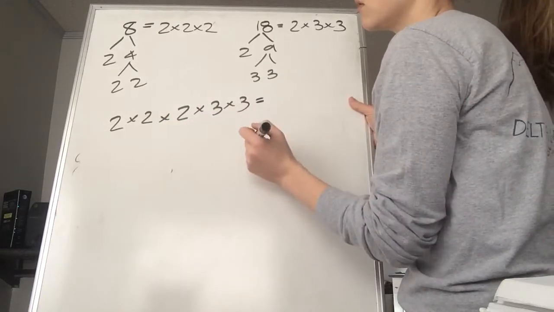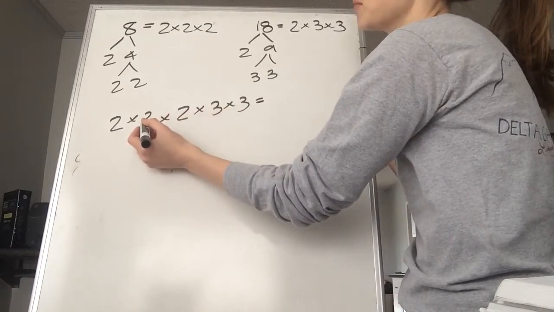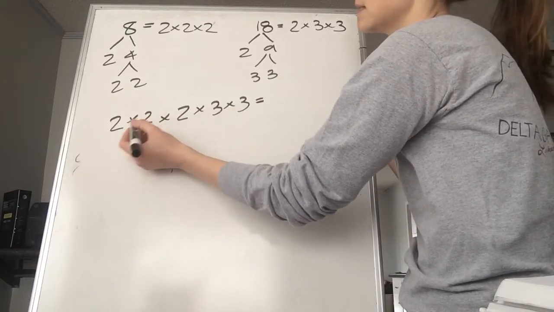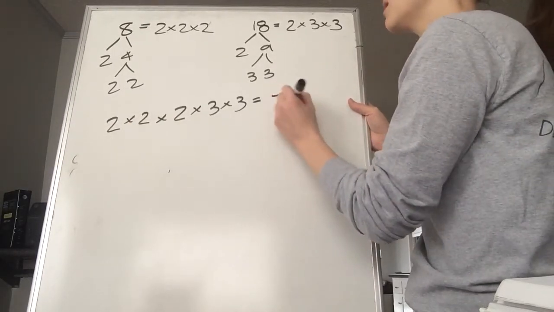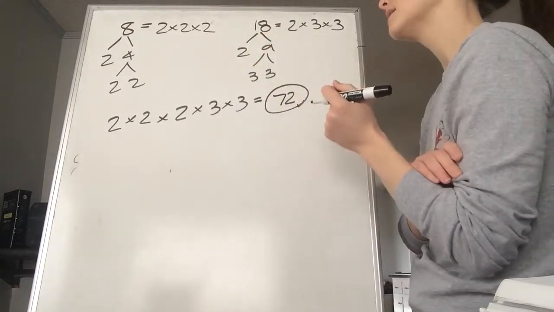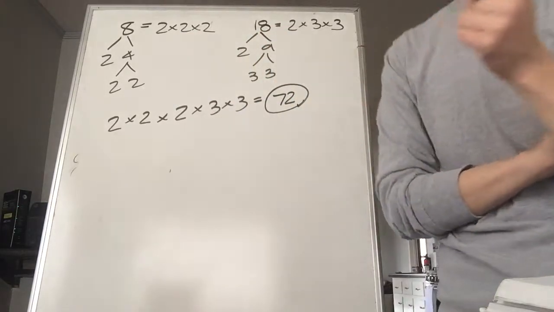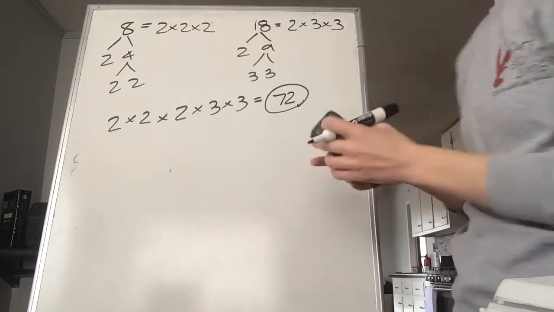So what does this equal? 3 times 3 is 9. 9 times 2 is 18. 18 times 2 is 36. 36 times 2 is 72. So our least common multiple between 8 and 18 is 72. So pretty large. Okay, number 11, 8 and 15.